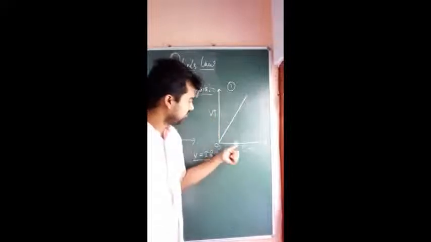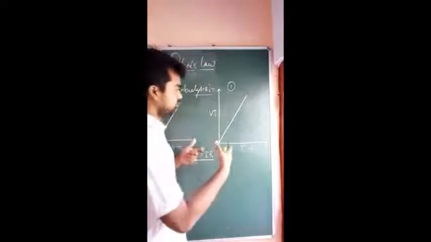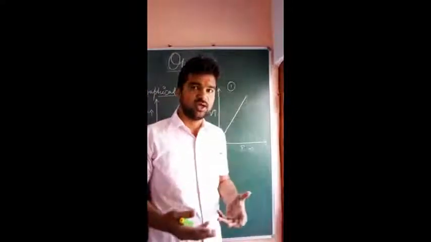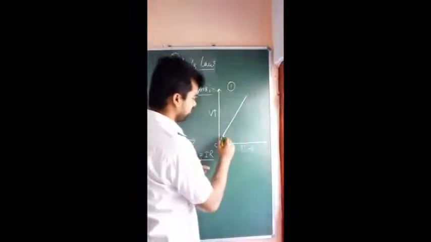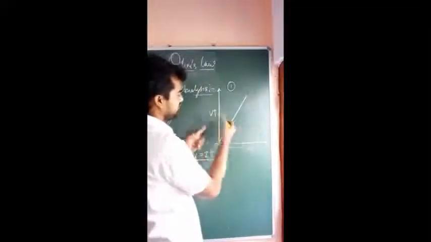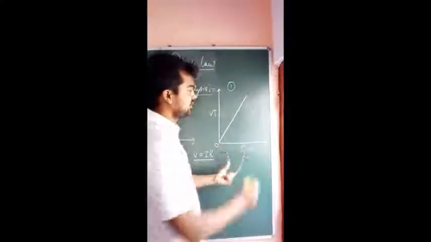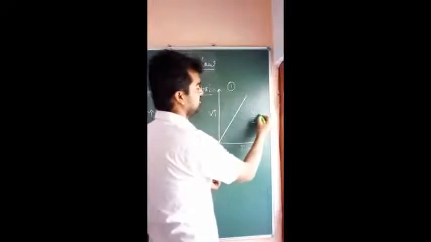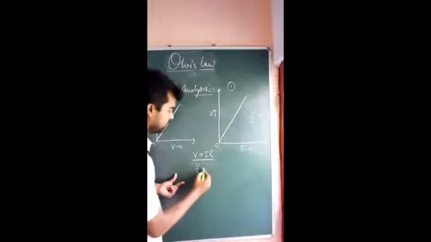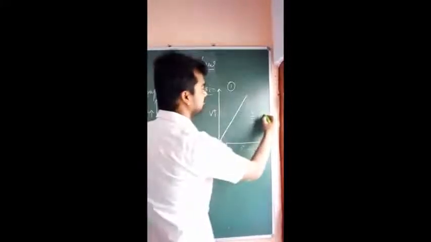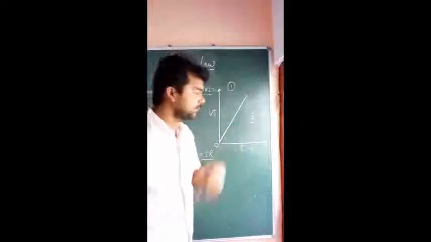If you see, there is a graph between V and I. If I ask you a question, what does the slope of this graph give? You know very well the slope is equal to the tangent of the angle, and that tangent of the angle is equal to perpendicular over base. This time the perpendicular is V, and the base is I. So perpendicular over base, with Ohm's law, V by I is equal to R. So this will represent R.